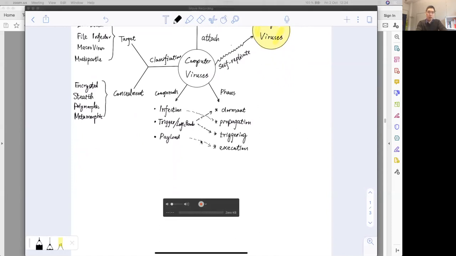So basically, you can connect these parts with these phases. And for this logic bomb, if it is satisfied, then it enters into triggering phase. If the condition is not satisfied, basically the virus will be in the idle phase.